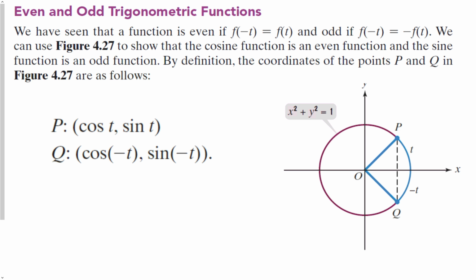So think about what a negative number actually means here. It means that our angle is negative. So P would be our positive angle, and Q would be our negative angle, both with the same arc length. Okay? So P would be x, y, cosine, sine, and Q would be cosine of negative t, sine of negative t. Notice that the x values are the same, but the y values, P is positive and Q is negative.